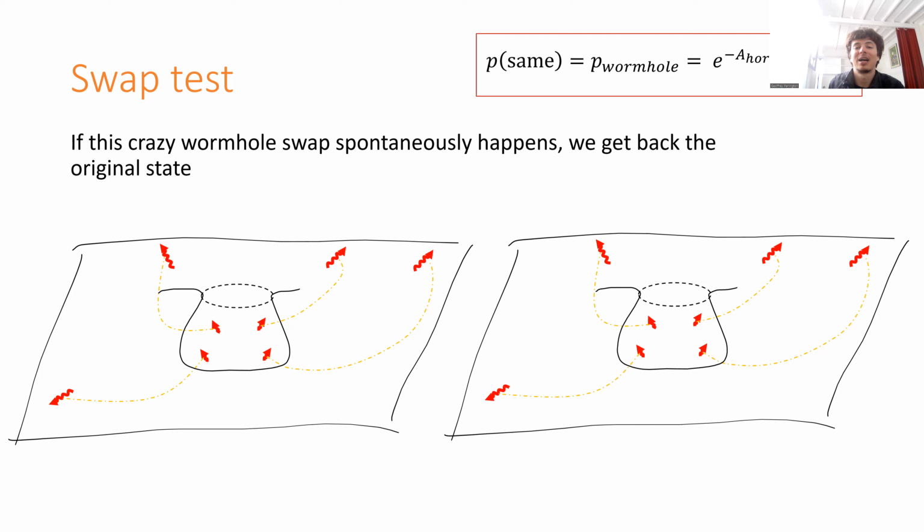So what is the actual probability of being in the same state we started with after swapping the radiation? Well, it turns out at sufficiently late times, when the radiation looks sufficiently noisy, it's dominated by the probability that this wormhole happens and that the interior of the black hole gets swapped over as well. Magically, this probability is given by e to the minus the horizon area of the black hole over 4, times some constants that I've dropped. It's exactly equal to 1 over the number of states that the black hole can be in.